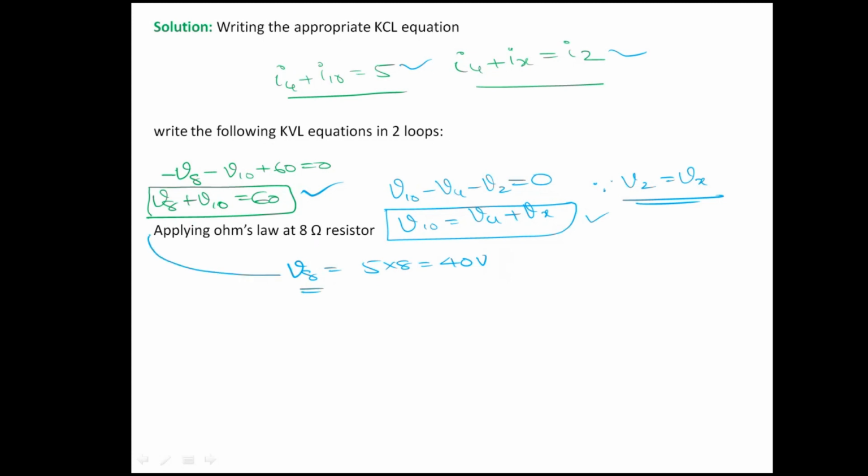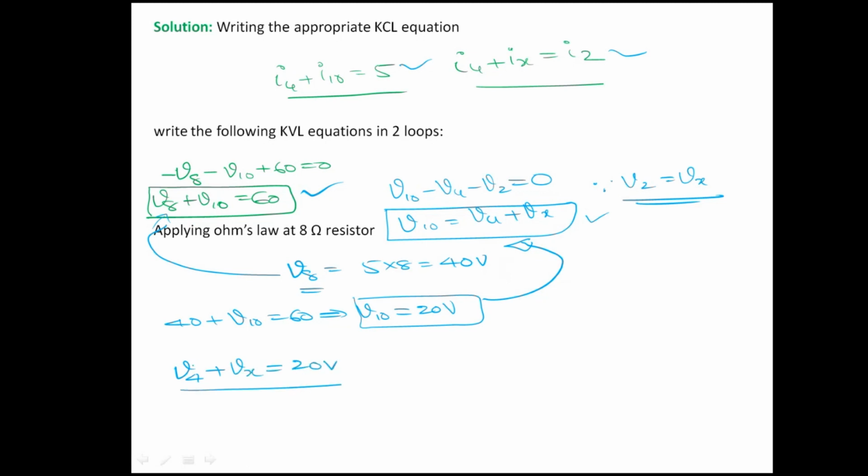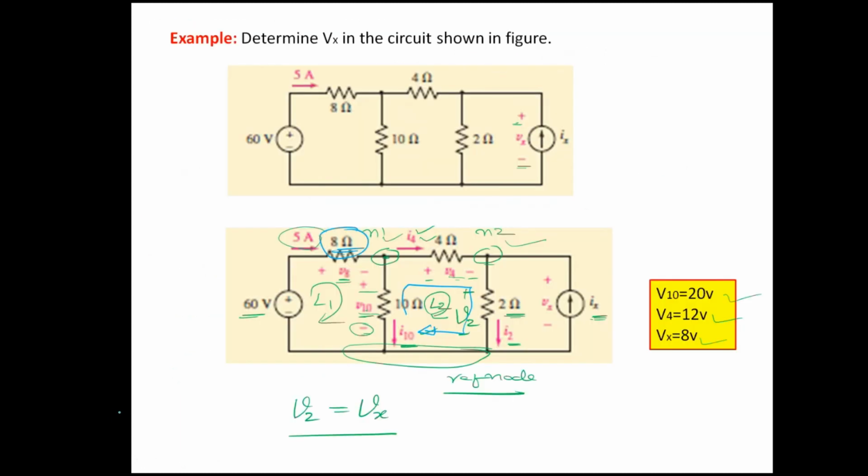Now substitute this V8 in this equation. Then we get 40 plus V10 is equal to 60, which implies V10 is equal to 60 minus 40, that is 20 volts. Once we get V10 as 20 volts, we substitute that in this equation, and we get V4 plus Vx is equal to 20 volts. If we can find V4, then Vx can be determined. V4 can be determined once again by applying Ohm's law.